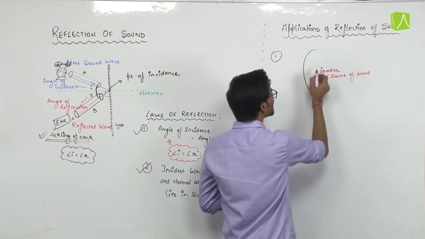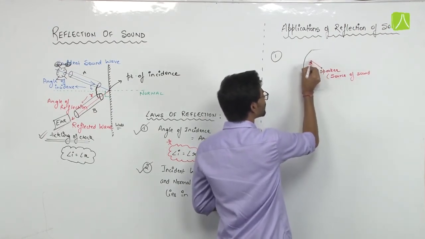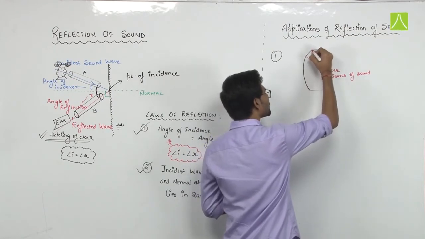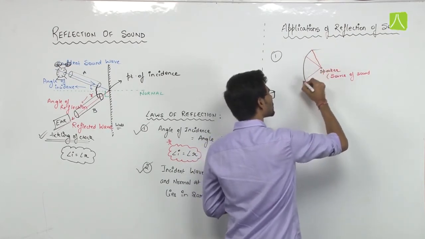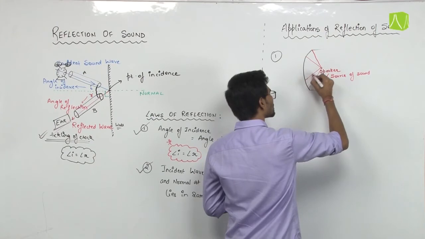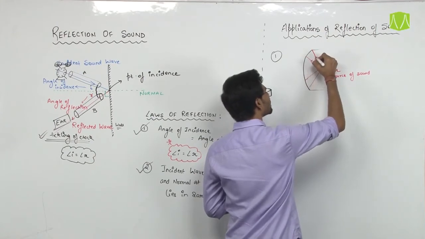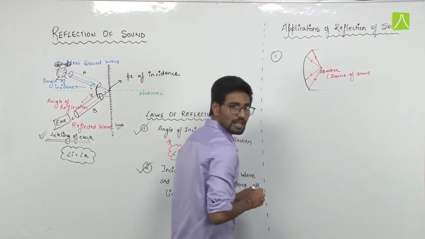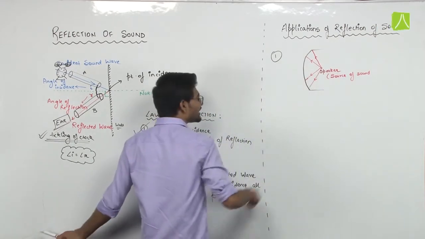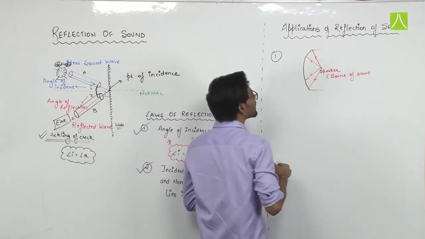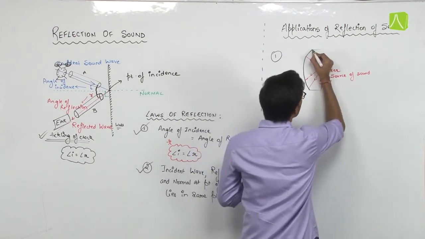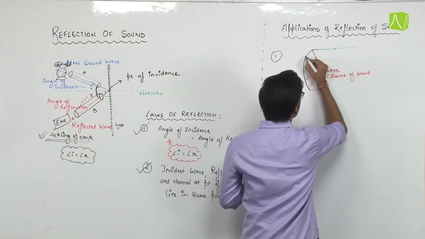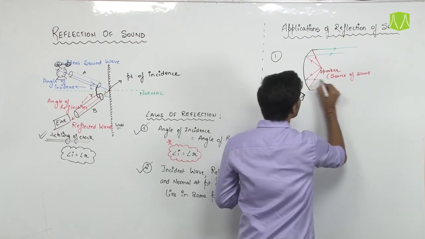What will happen when the person speaks? Sound waves are produced in all directions, isn't it? The sound waves produced in the backward direction will move like this. After reflection, as the speaker is at the focal point of the soundboard, they will become parallel like this.